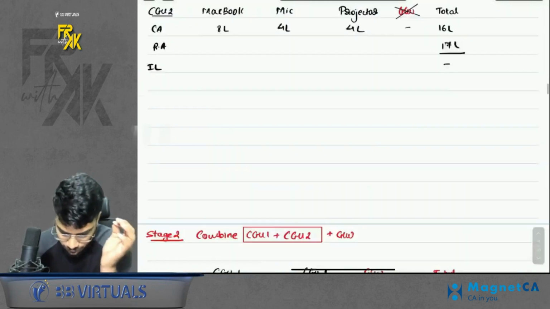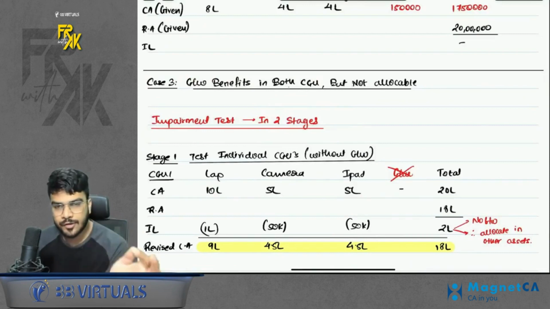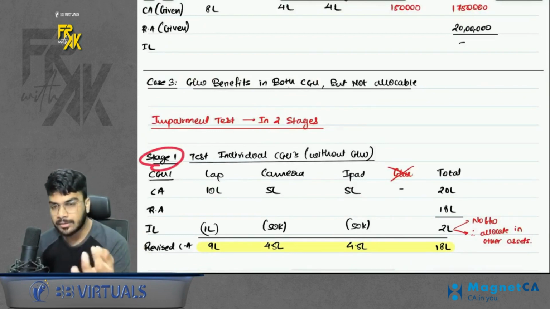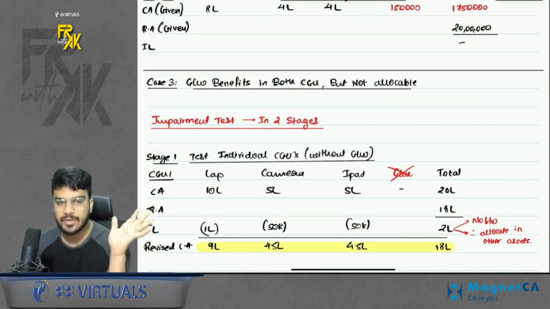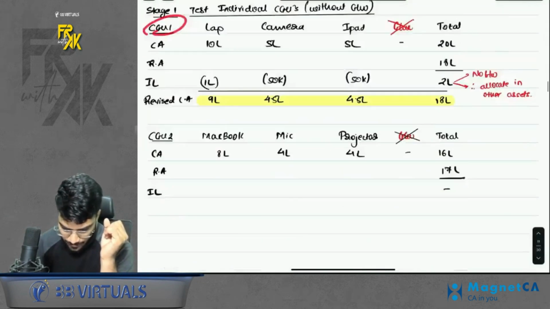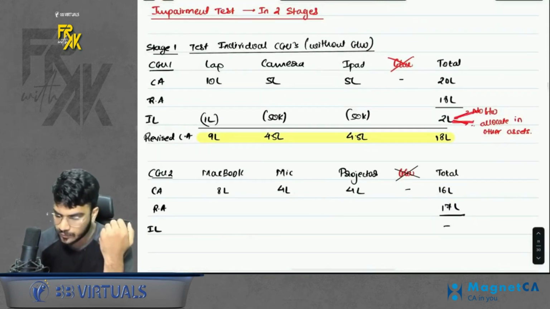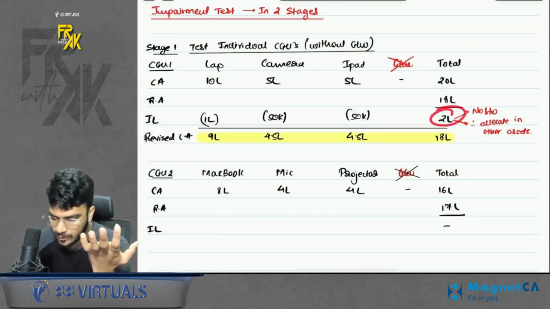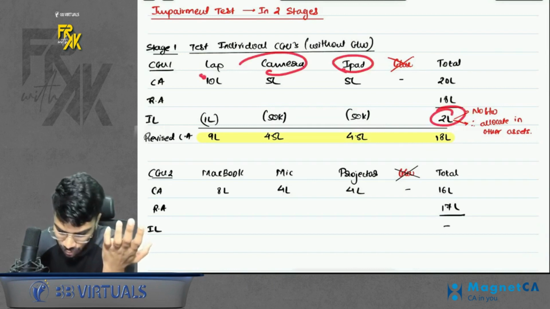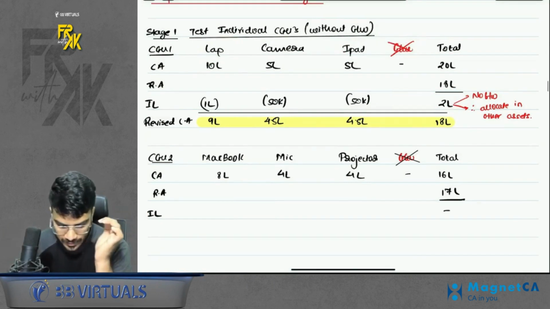How do we conduct the test? First, you have to conduct the impairment test in 2 stages. How? In stage 1, you will conduct the impairment test of individual CGUs, assuming there is no goodwill. So test your CGU1, test your CGU2, assuming there is no goodwill. Okay, sir. So we tested both of them. Of course, the impairment loss, whatever you get, will be allocated only between the assets and not goodwill, because we are assuming there is no goodwill. Okay. So we tested 1 and 2.